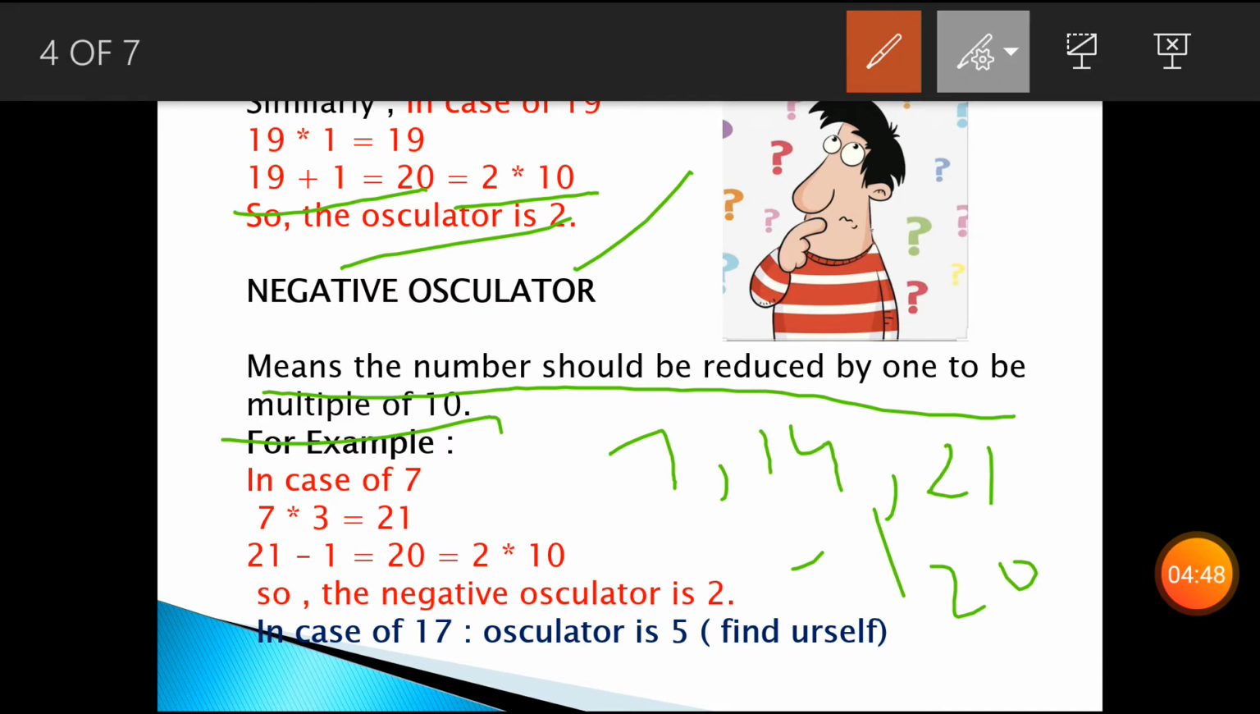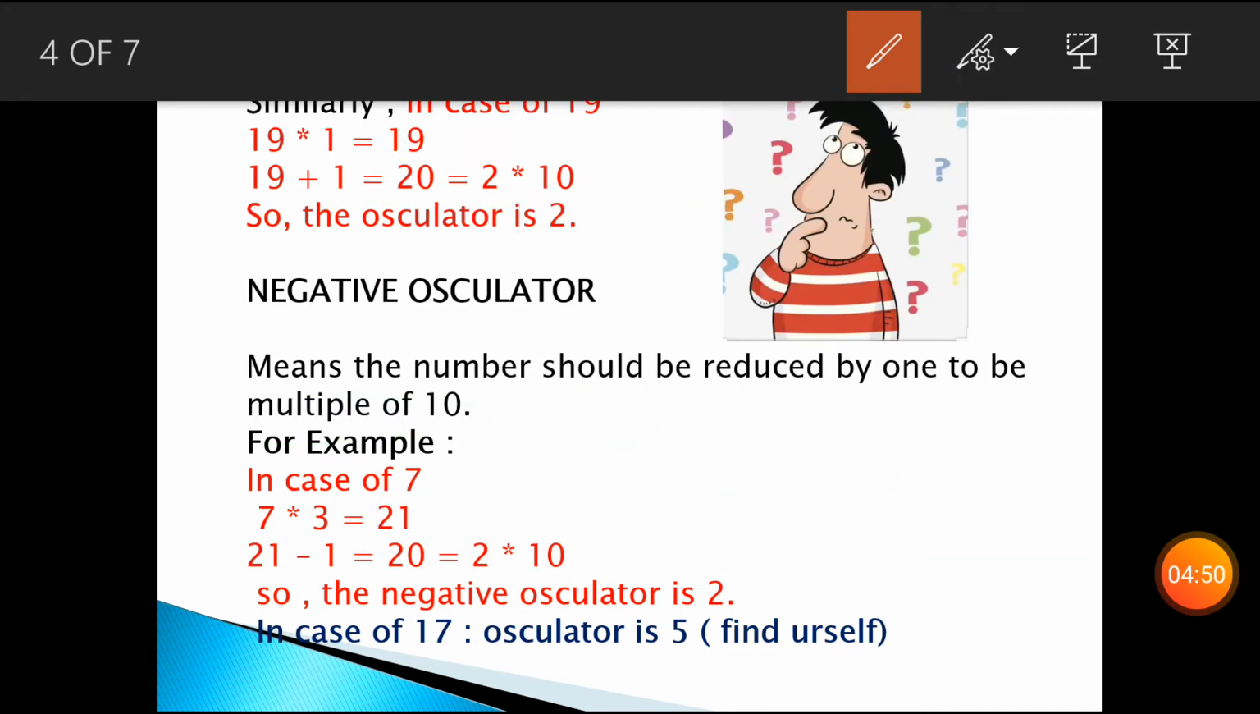So in this case, 7 into 3, that is 21, is the required result. 21 minus 1 will give us a multiple of 10, that is 2 into 10. So now the oscillator is 2, but this oscillator is called the negative oscillator.